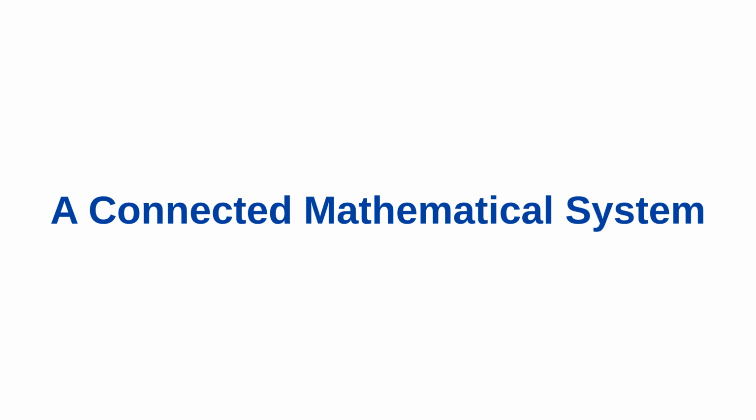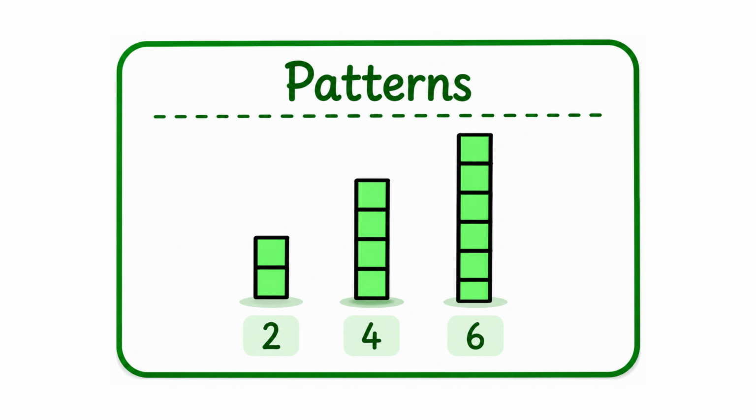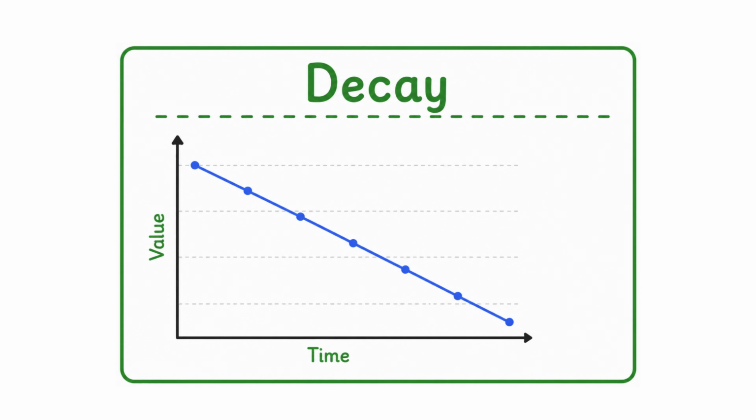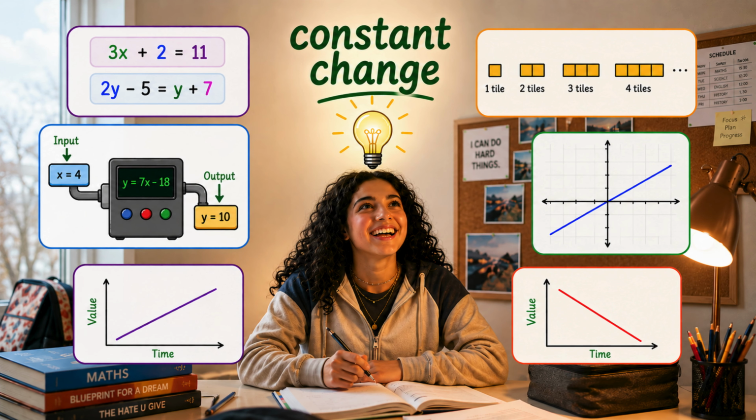By now, algebra should no longer feel like disconnected formulas. Expressions, equations, patterns, functions, growth, decay, and graphs are all connected through one central mathematical idea: constant change. And once that idea becomes clear, solving problems becomes less about memorization and more about recognizing structure.